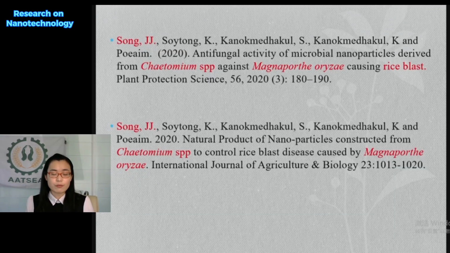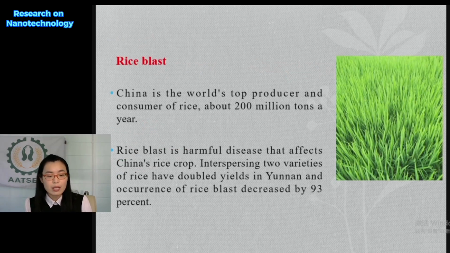So at the recent time, I also researched nanoparticles from ketamine species against Magnaporthe oryzae causing rice blast, and already published 2 papers.